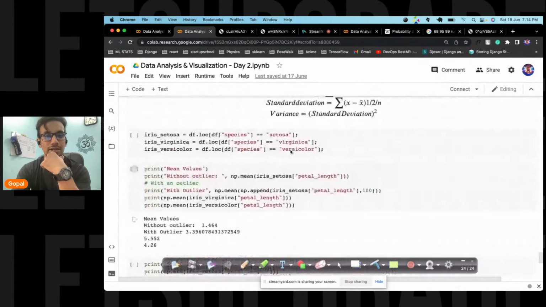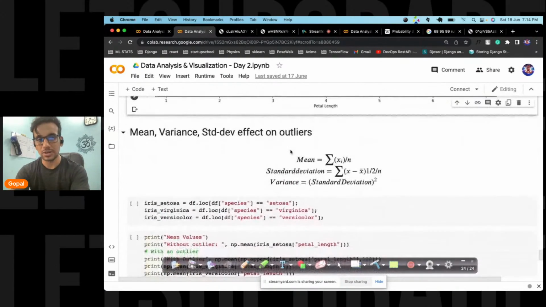You can make those observations again. All right, so now we are going to see the effect of mean, variance and standard deviation with the help of outliers.